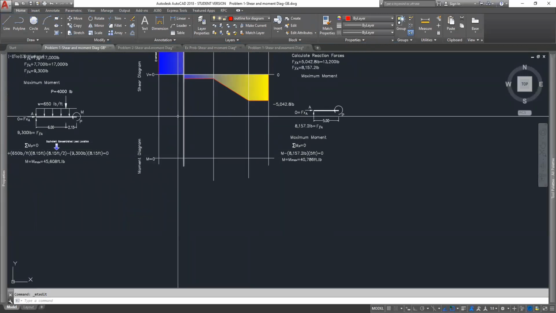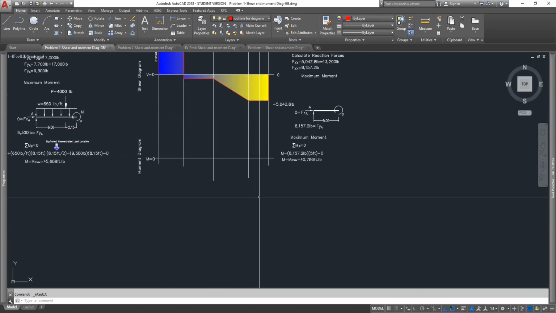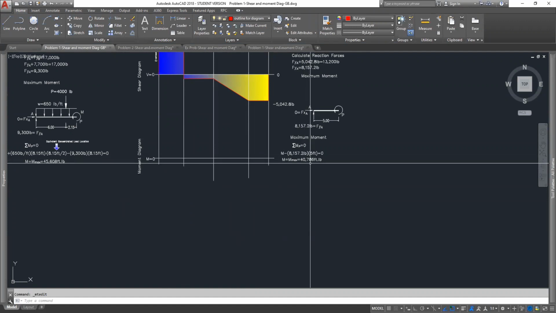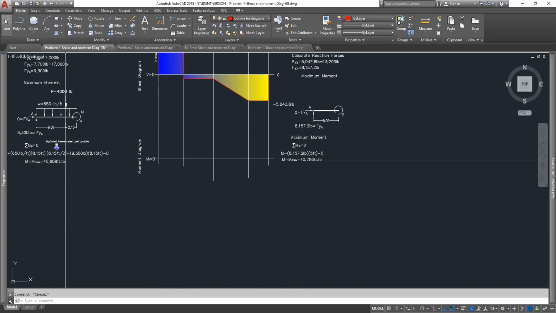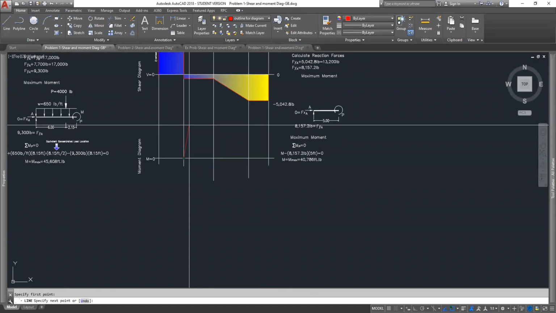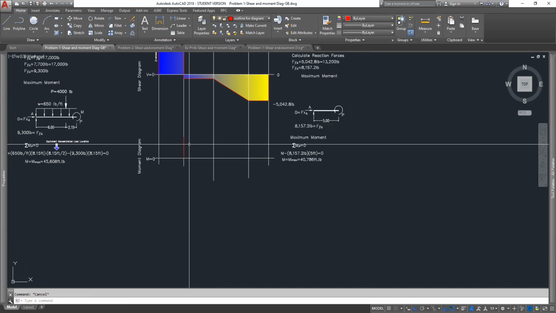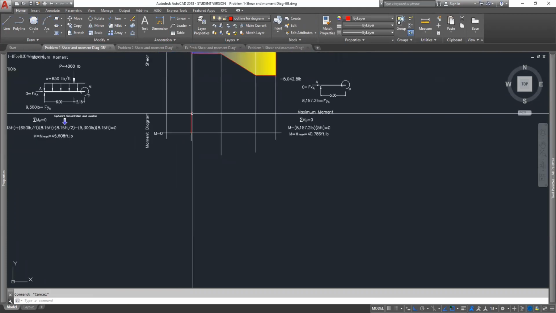So now what we can do is we can calculate what our maximum. I think you rounded off again, but that's okay, right? We've already rounded. 0.2 times 5. All right, so what I can do is draw a line in here, and I know I'm going to be going up 40,786. And that is where my maximum moment is going to be located.